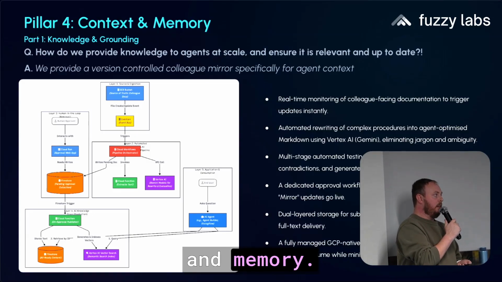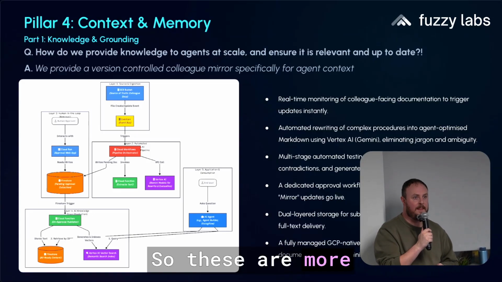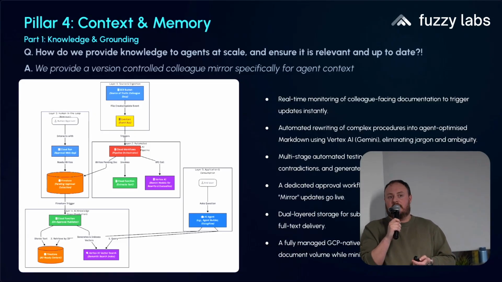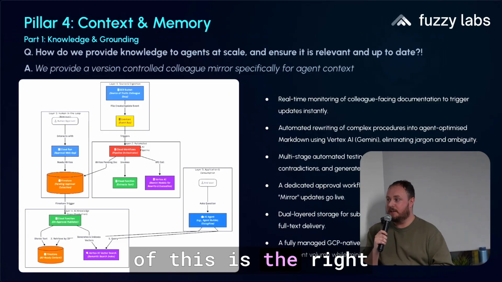And then context and memory. So these are more experimental, I would say, in terms of what we're trying to do. You tell me whether any of this is the right solution.